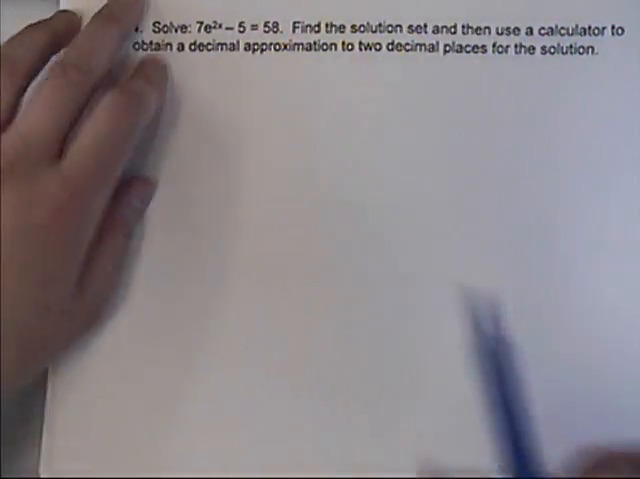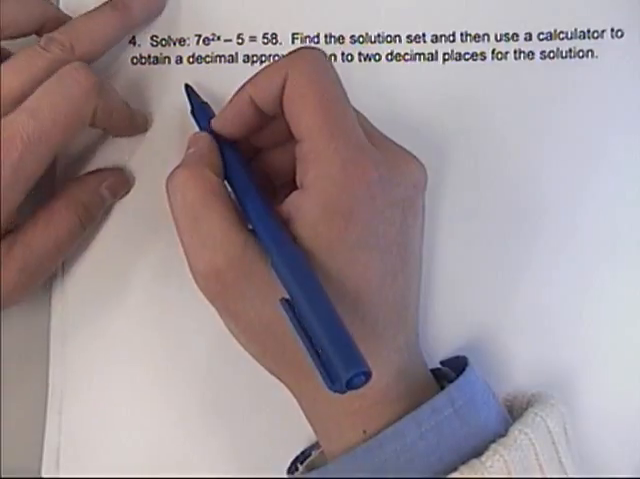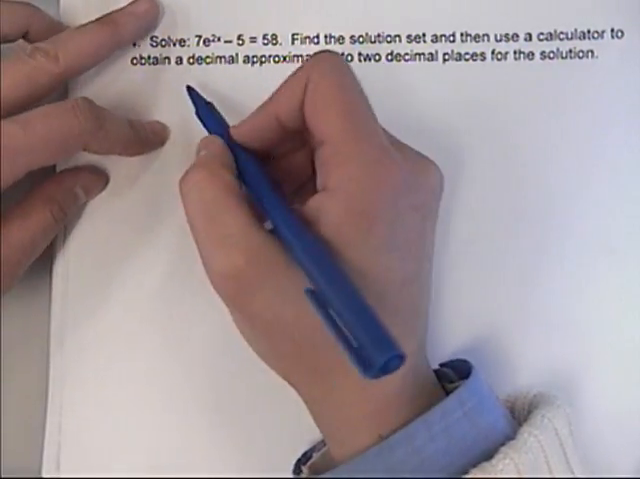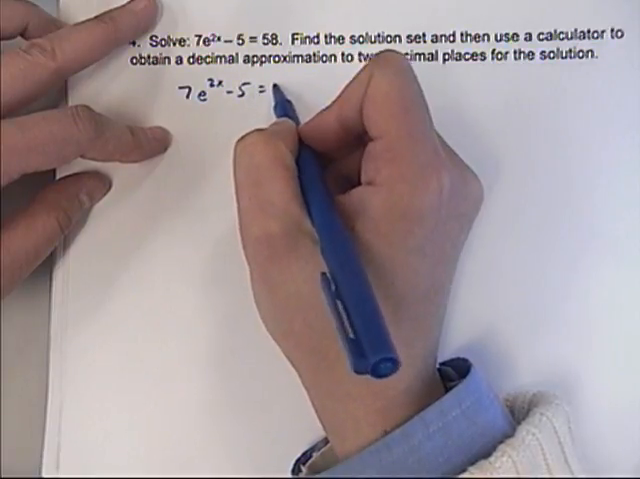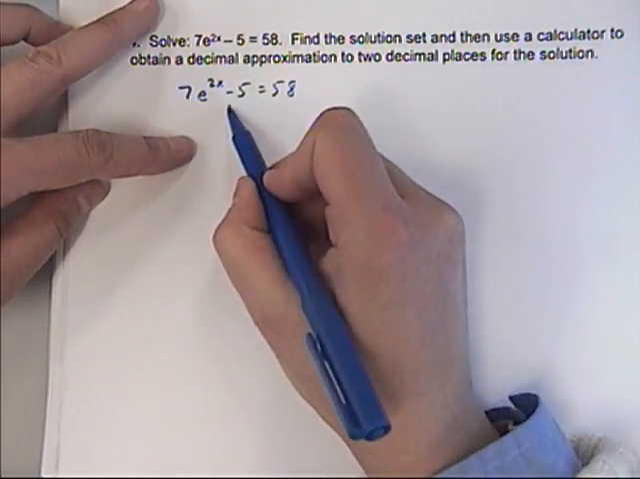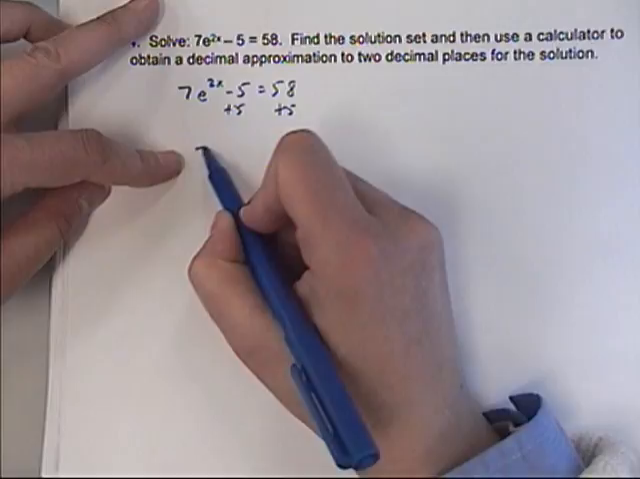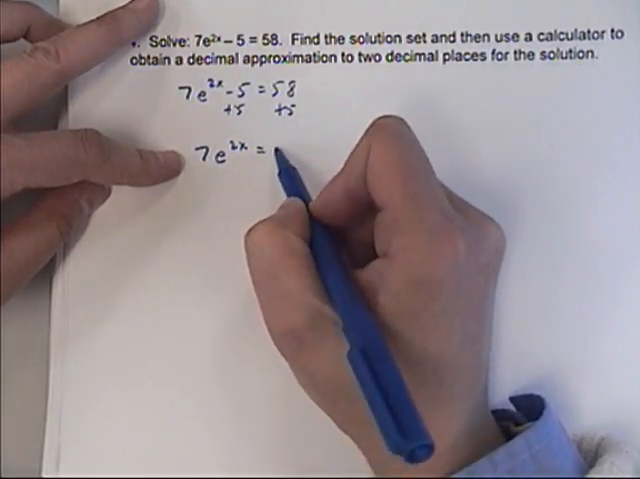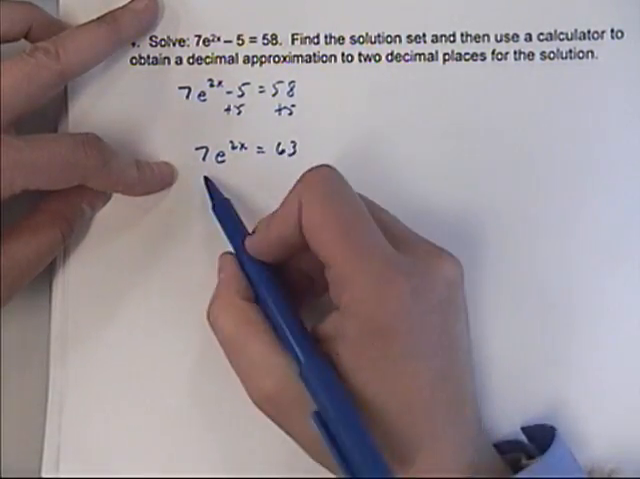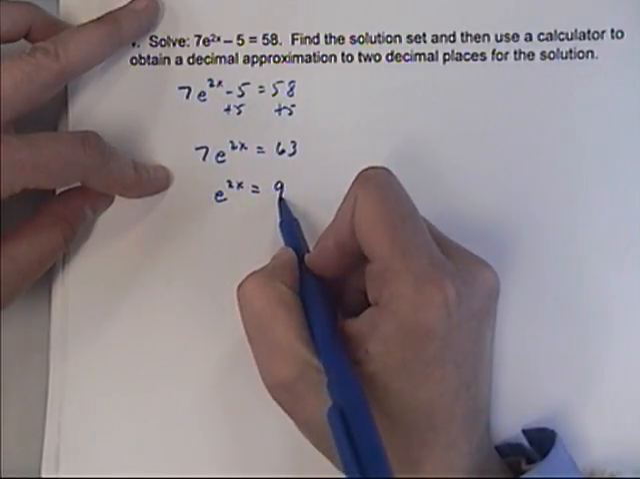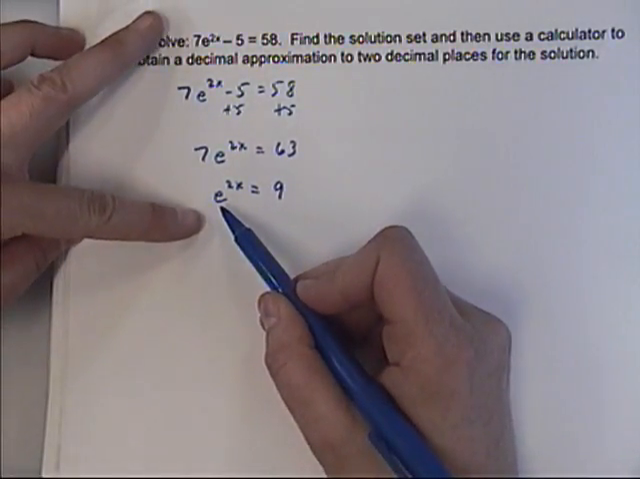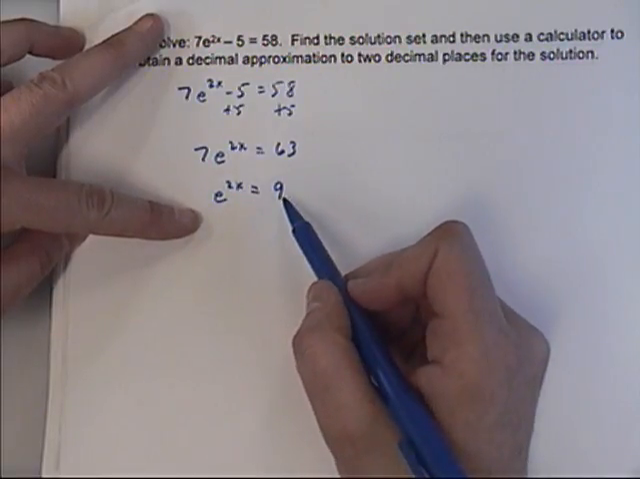So the first thing I want to do is get it so that it's just those three elements: your base, your exponent, and your answer. So I'm going to simplify here. I'm going to add 5 on both sides. So I get 7e to the 2x equals 63. And then I'm going to divide both sides by 7. So I get e to the 2x equals 9. Now you can see I have a base, an exponent, and an answer.